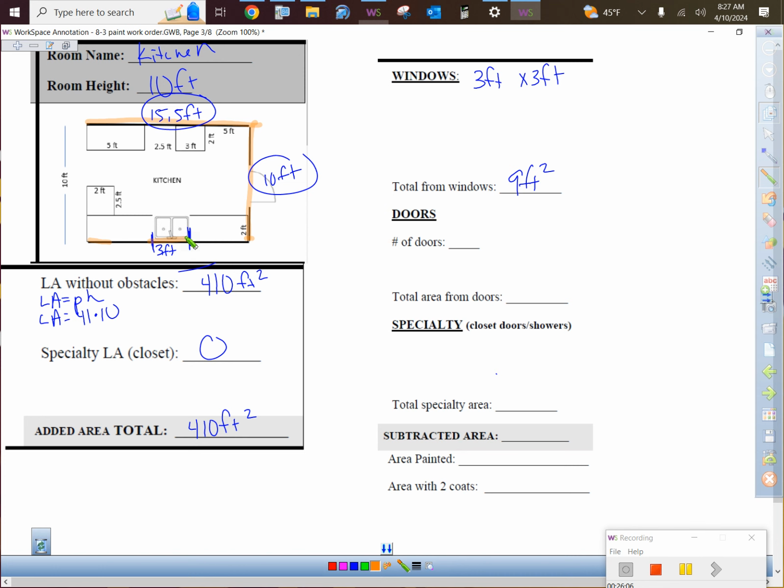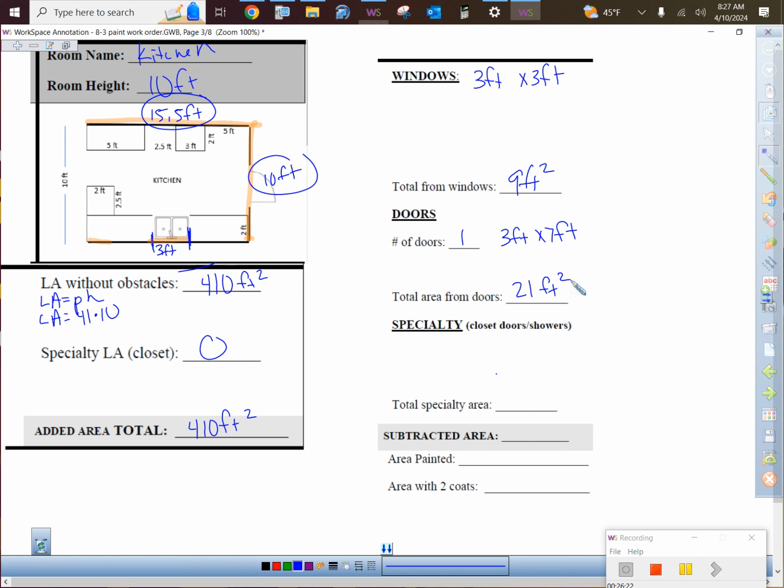Are there any doors in this room? Yep, 1 door, 3 feet by 7 feet, 21 square feet. It just gets easier and easier because we kept things simple. But it's specialty time, right? Specialty time is the cabinets.